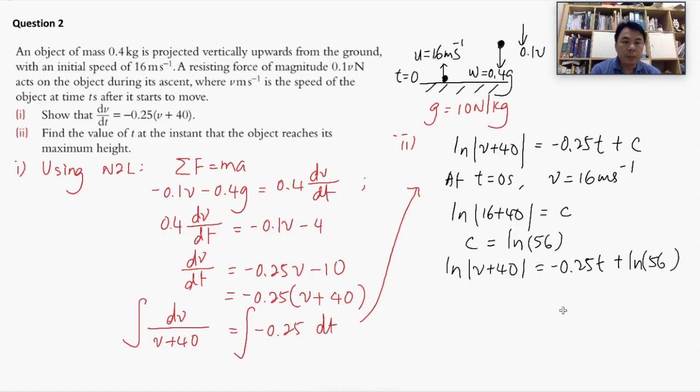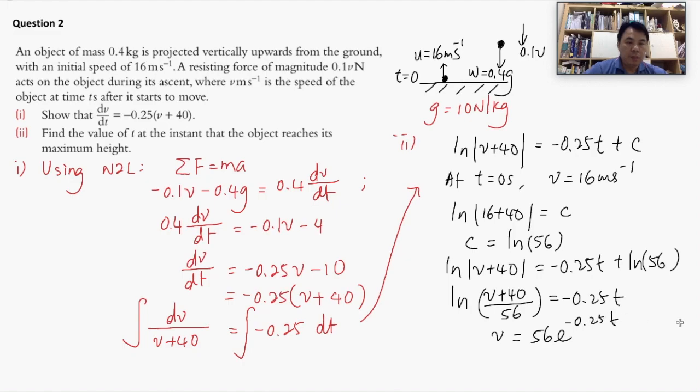Okay. And then as usual, make it a habit to join the ln together. So if you join the ln, we have this 56 here, e to the negative 0.25 t. Then we can say that v, I'm going to take a bit of a shortcut also here, will be 56 e to the negative 0.25 t minus 40. Okay, so we need to find the time at the instant when the object reaches its maximum height. I'm going to clean up this section first before we move on.